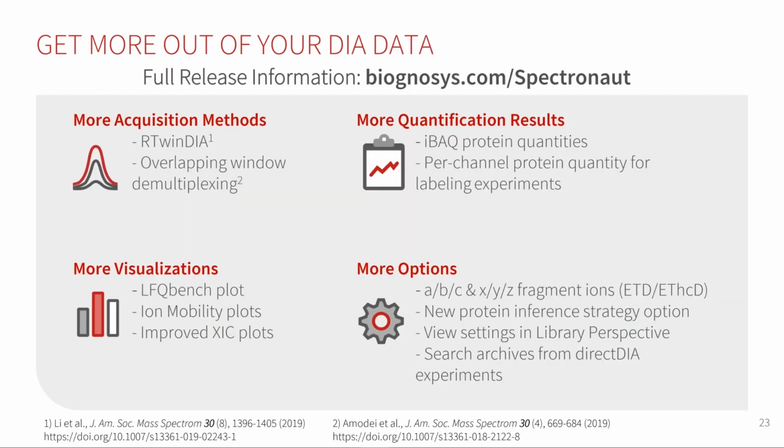In addition to these large advances, we have added more functionality in Spectronaut 14 on top of that. We now support some of the most recently published acquisition modes, added visualizations that give you an easy way to make publication-grade figures, and added more options on reporting quantification results, including full details on quantifications for each channel in labeled experiments. You can also now take advantage of ETD or ETH-CD fragmentation, and it is now possible to export search archives from DirectDIA experiments.